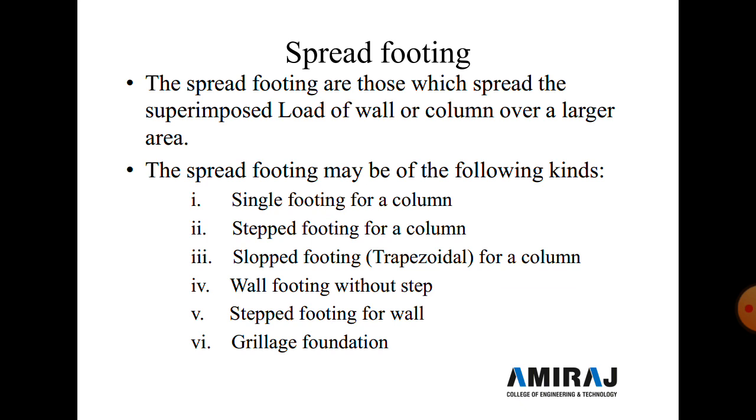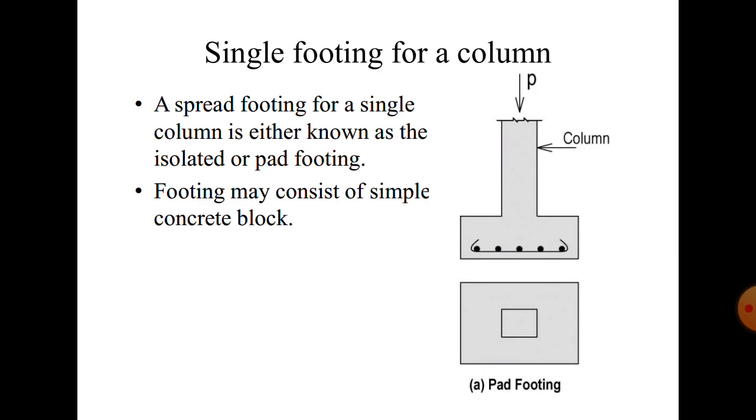Spread footings are those which spread the superimposed load of a wall or column over a large area, and a spread footing supports either a column or a wall. The spread footing may be of the following kinds. The first one is a single footing for a column, second is a step footing for a column, third is a slope or trapezoidal footing for a column, fourth is a wall footing without step, fifth is a step footing for a wall, and sixth is a grillage foundation. One by one we discuss them.